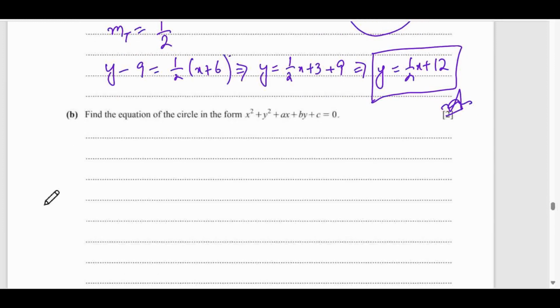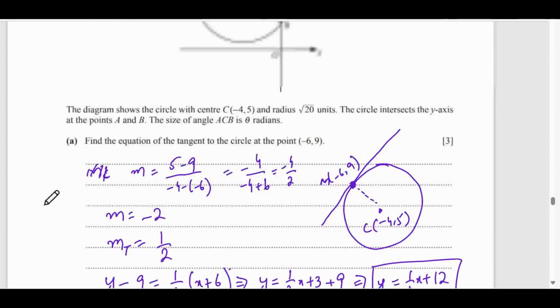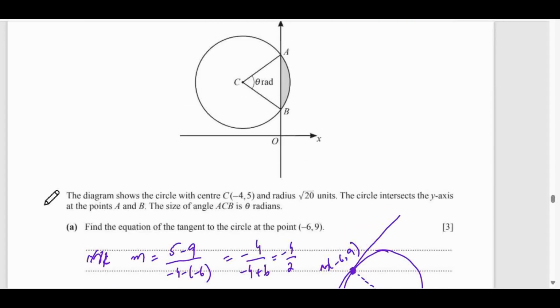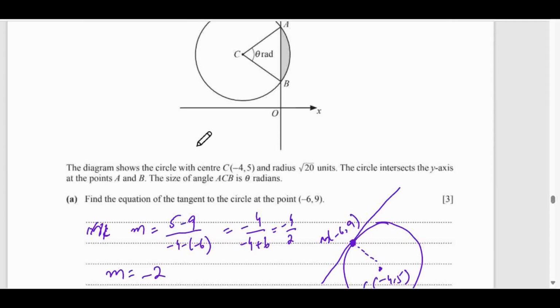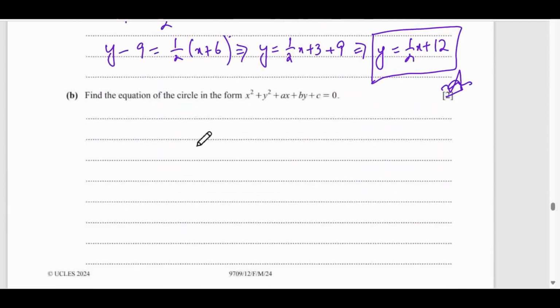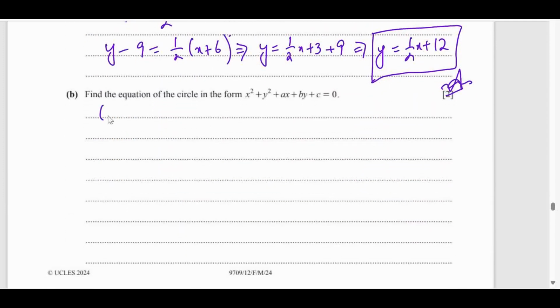Find the equation of the circle in the form given. Now we know the center, and the standard equation for a circle is (x minus h) whole square plus (y minus k) whole square is equal to r square.